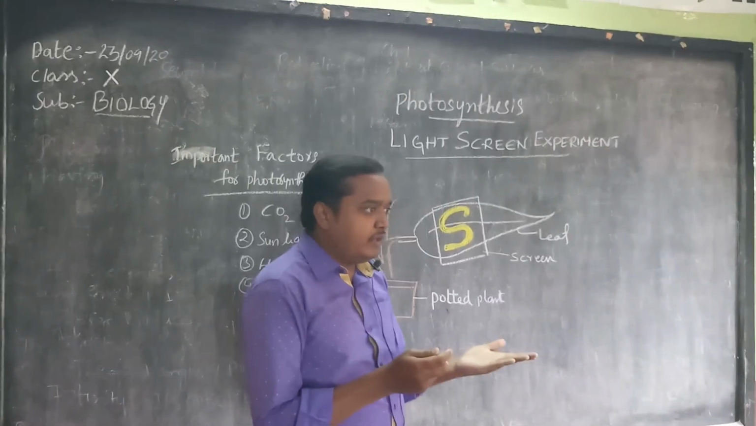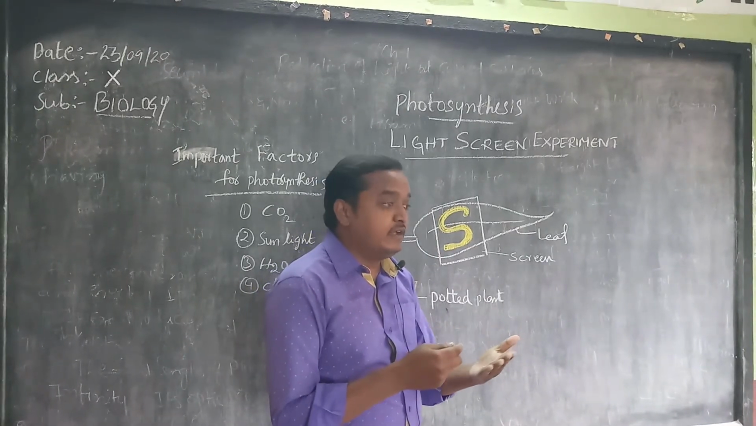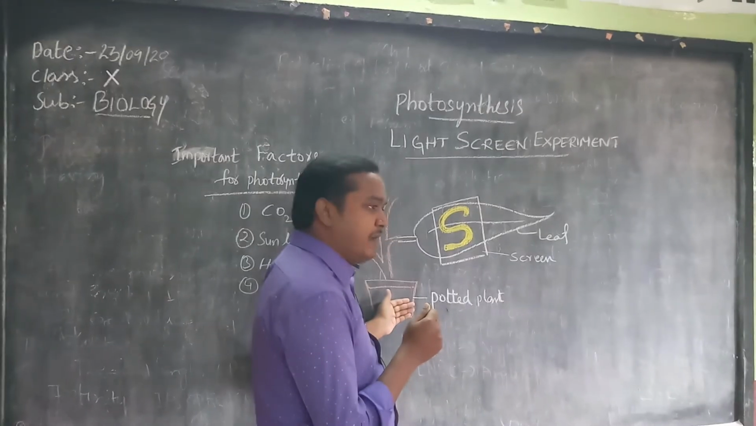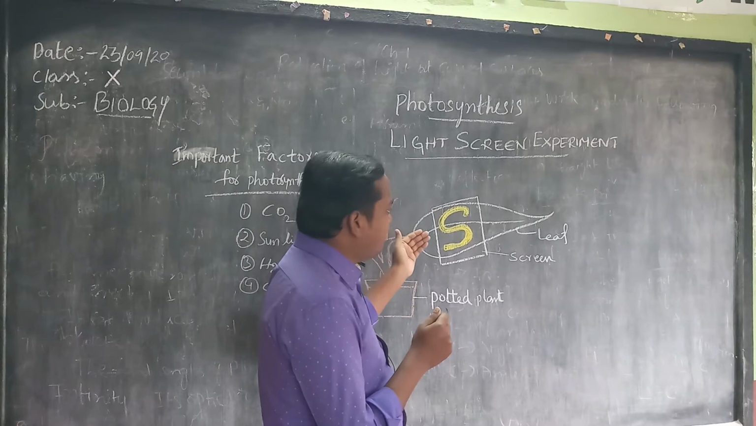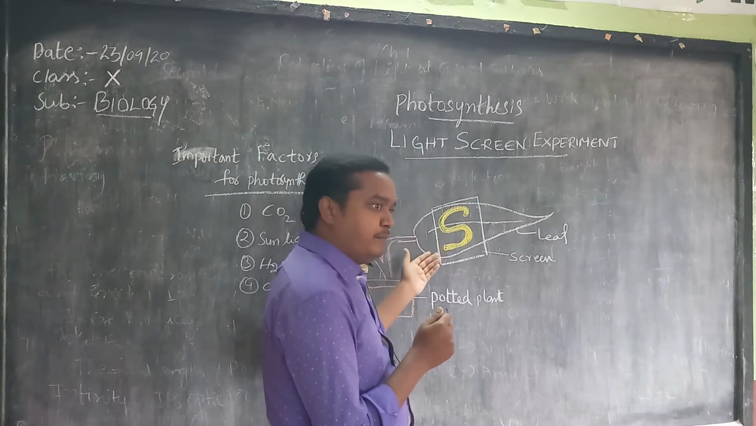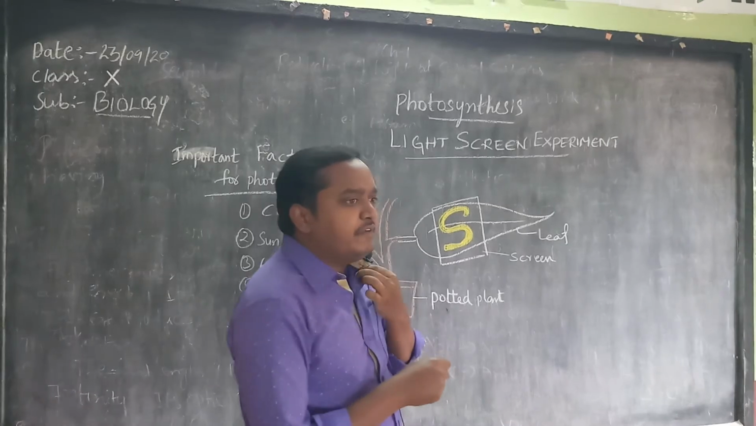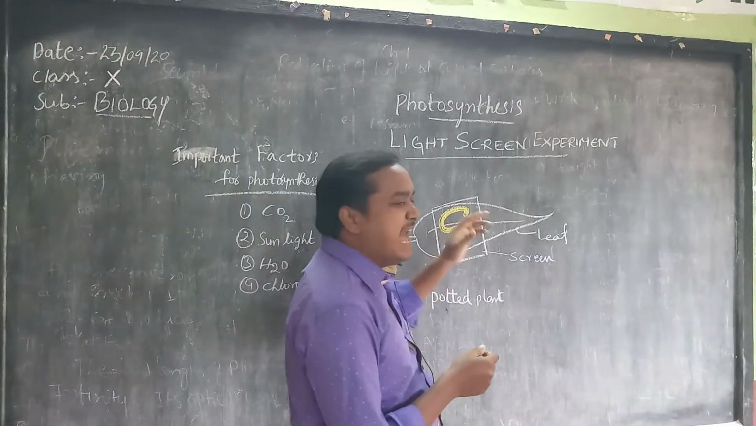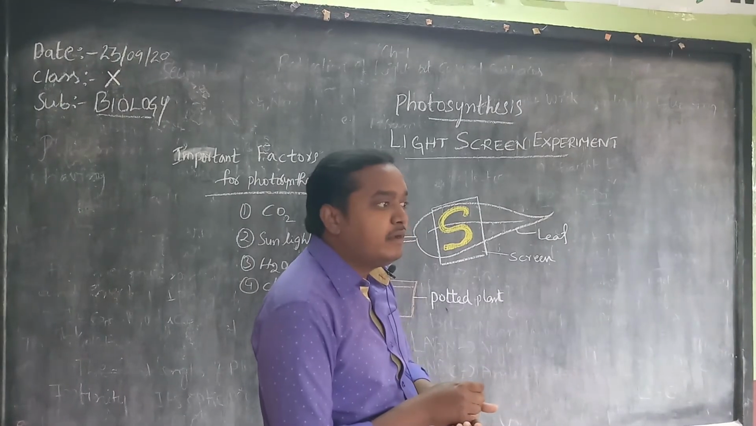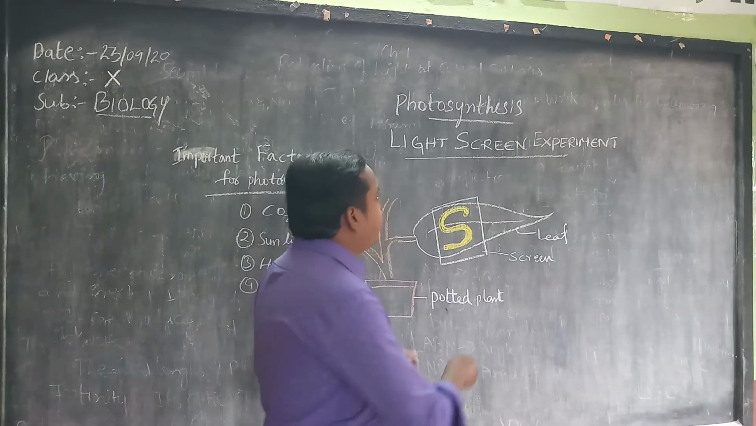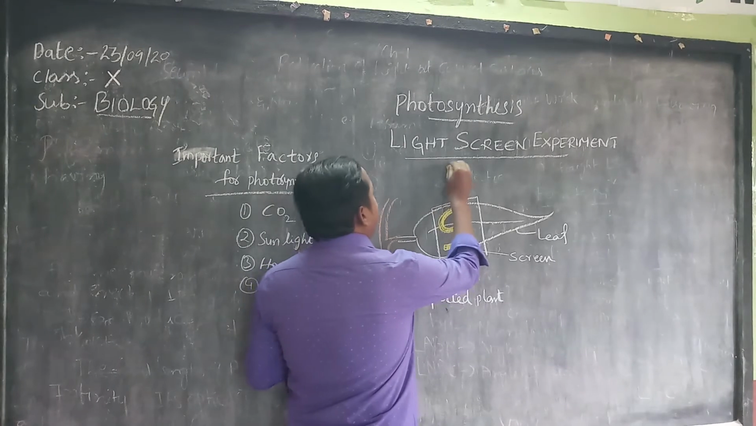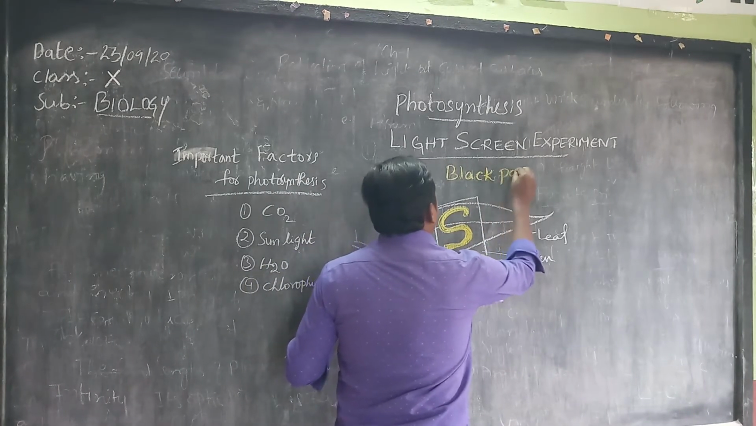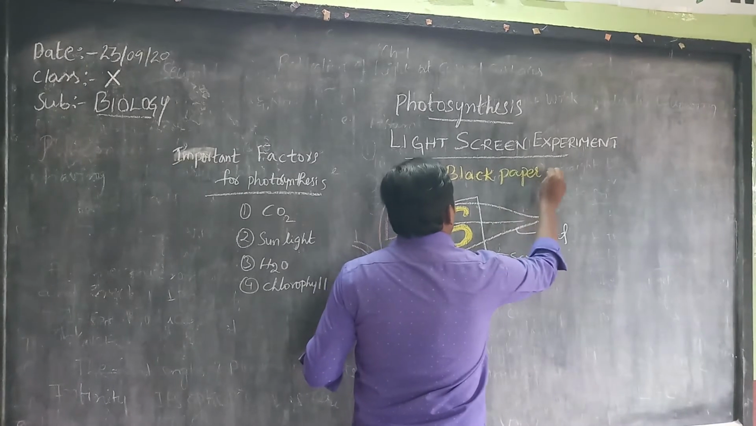Next step is apparatus or materials required. What are the materials we want for it? First of all, a potted plant, with a leaf, compulsory. Next is black paper. Which color paper? Black paper. So the experiment is also called the black paper experiment.